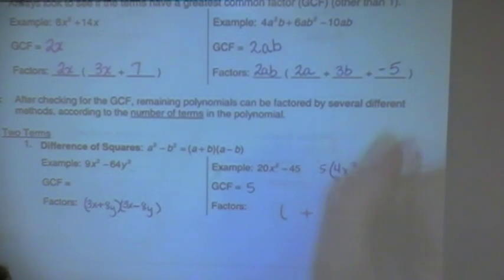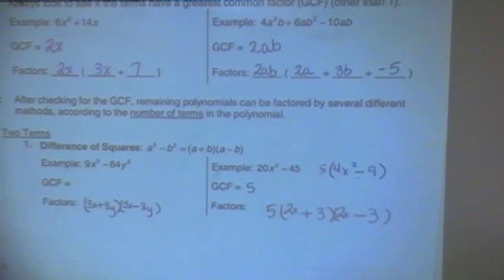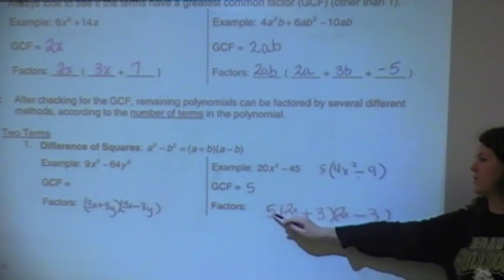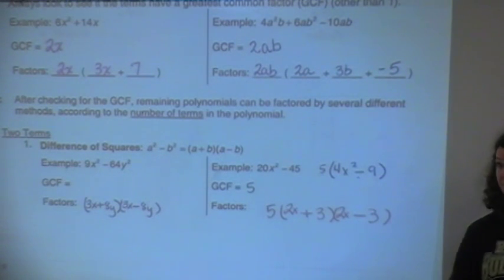Okay, square root of the first term goes in the first blank: 2x. Square root of the last term goes in the last blank. The only thing you have to remember is that there was a GCF. It has to be in the problem, because you have to be able to multiply and get all the way back where you started, and without that 5 we wouldn't get there. We'd only get this.